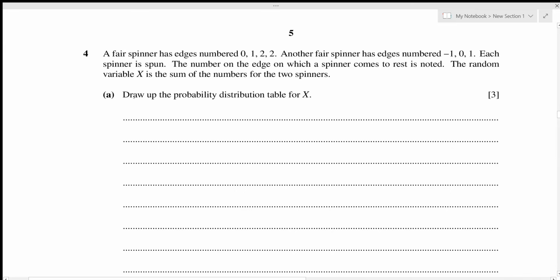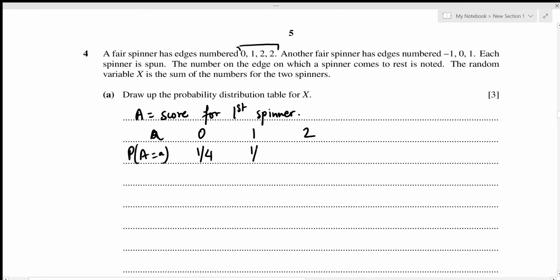Alright, in order to do so, I'm just going to denote A as the score for a spinner. And A has 3 possibilities, so that's either 0, 1, or 2. And then their respective probabilities. Since there is only one 0 out of 4, that's just going to be 1 by 4. There's only one 1 out of 4, so that's going to be 1 by 4 as well. But we can see that there are two 2s, so that's going to be 2 by 4. This is the probability for the first spinner.